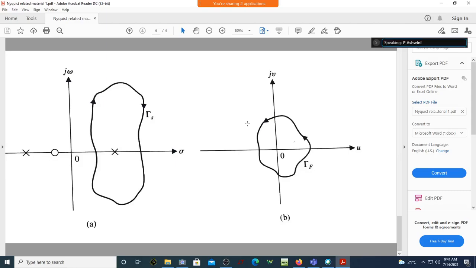Yes, sir. The whole idea is we are trying to see, depending on the number of poles and zeros of f of s enclosed by a contour in S plane, those many times, of course, Z minus P will be the number of encirclement of the origin of f of s plane by the equivalent contour. Correct?